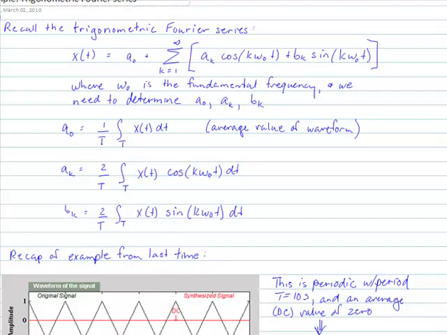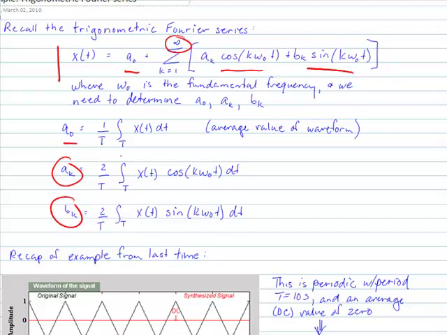First thing I want to do is to just review the example problem and the trigonometric Fourier series from the last class. So remember that this is the given equation that says that any periodic signal can be expressed as a DC component, if any, plus the infinite series of cosines and sines where the bk and the ak are determined by these following integrals.